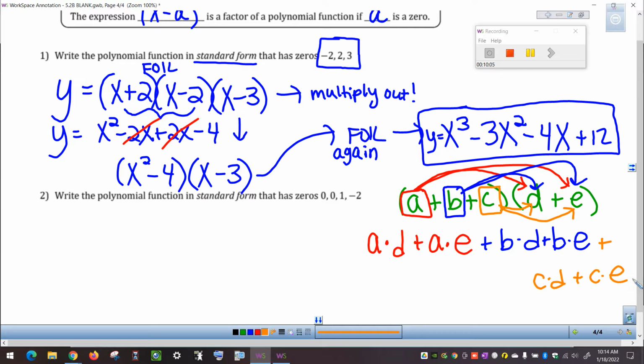Now, when you're actually doing this, you may find that some of them are like terms that you can combine together, but that's how you would approach that situation of doing a trinomial multiplied by a binomial.